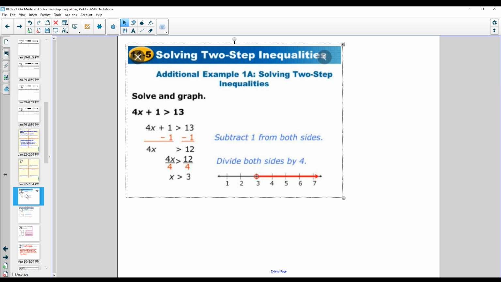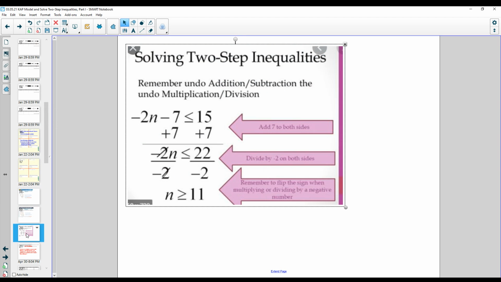Today's lesson is over how to solve and graph two-step inequalities. So just think of it as a two-step equation. You just solve it normally. However, you then have to put in the inequality. But what do you remember about multiplying and dividing by a negative? Remember, you have to flip the sign when multiplying and dividing by a negative number.